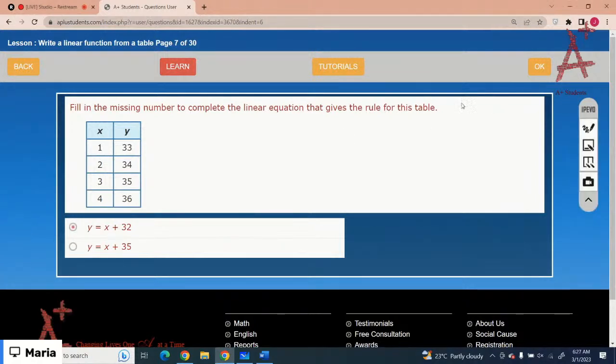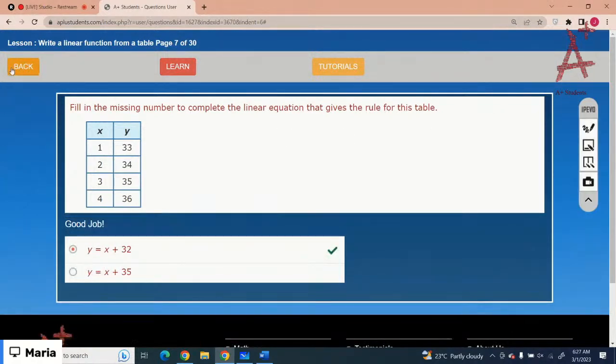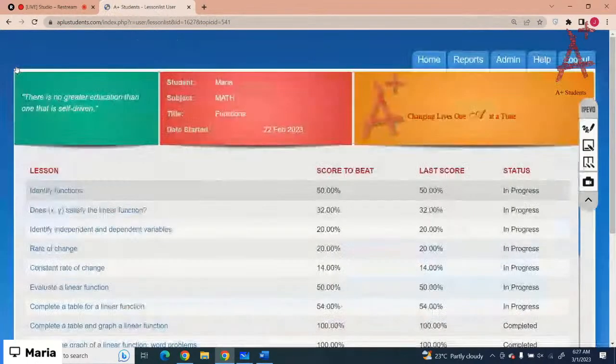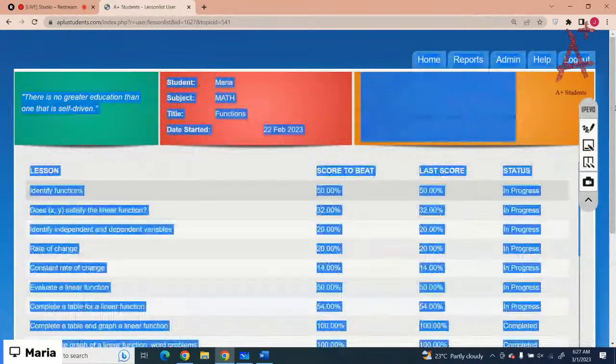Okay, you can complete the test by yourself later today. Let me just move on to the next lesson. And the next lesson is compare linear functions, graphs, tables, and equations.